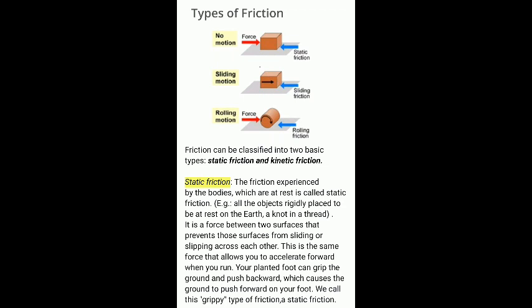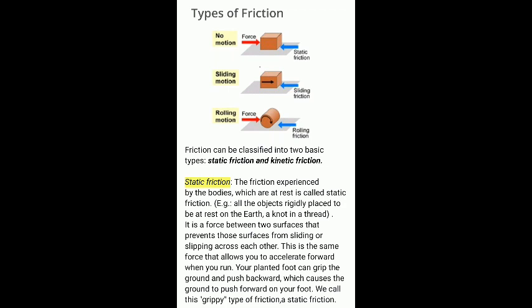Look into the diagram. First, static friction. There will be no motion. That is, this friction arises when there is no motion, when the object is at rest. You can see the force indicated by the red line, and the blue line is defined by static friction. So, the static friction acts against the direction of the force. Sliding and rolling friction are also frictions that move against the force.